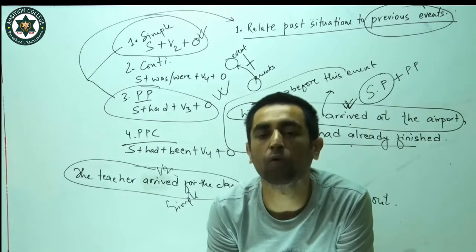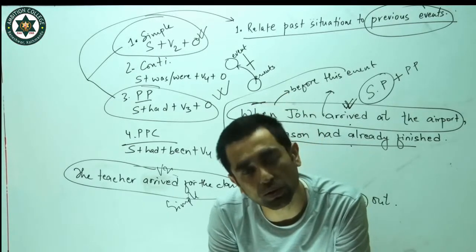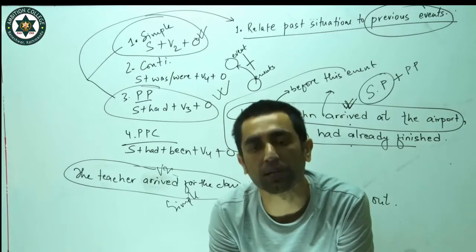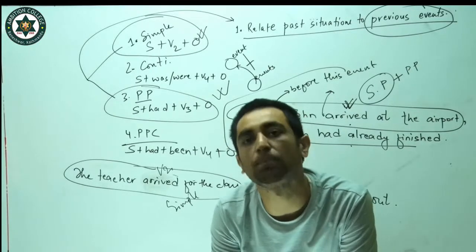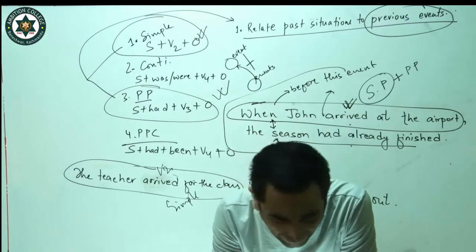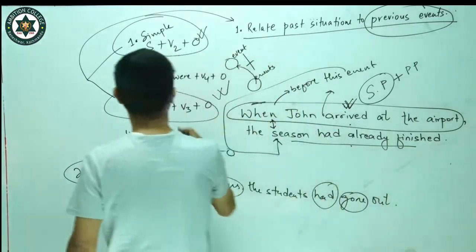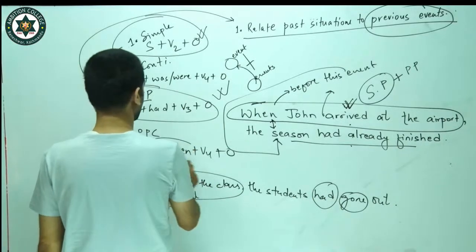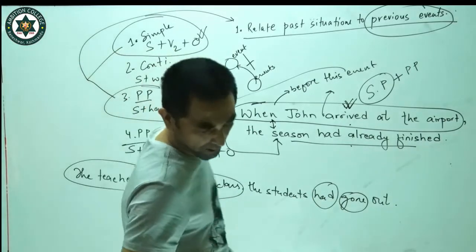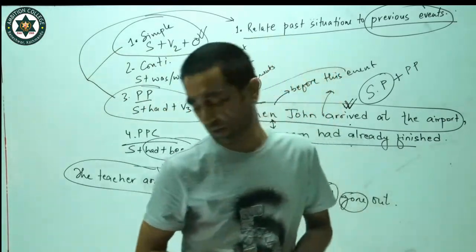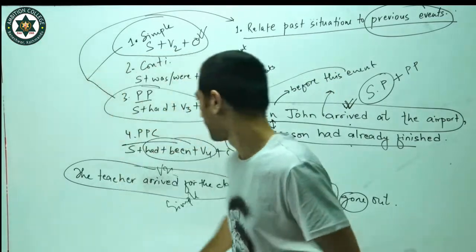Okay, so now we need to learn the use of past perfect continuous tense. Past perfect continuous is had plus been plus V4. Had plus been plus V4.